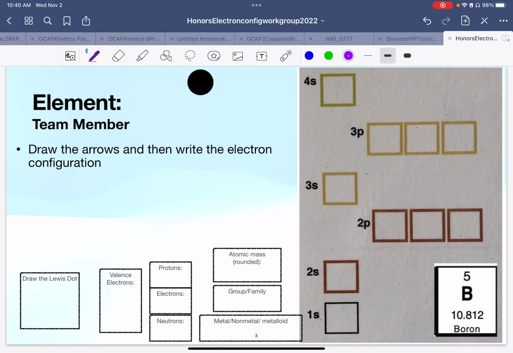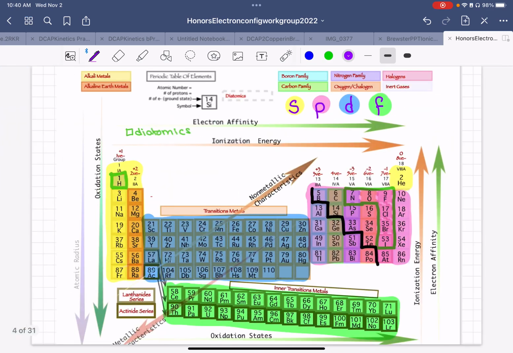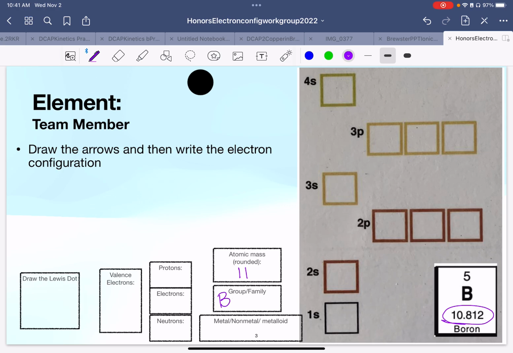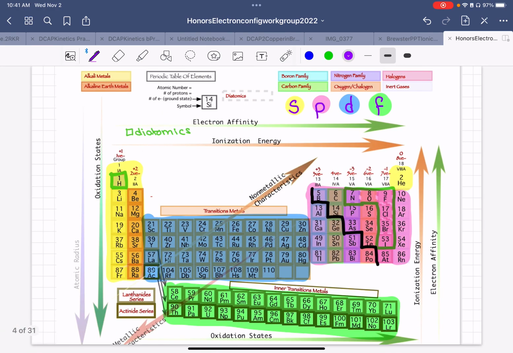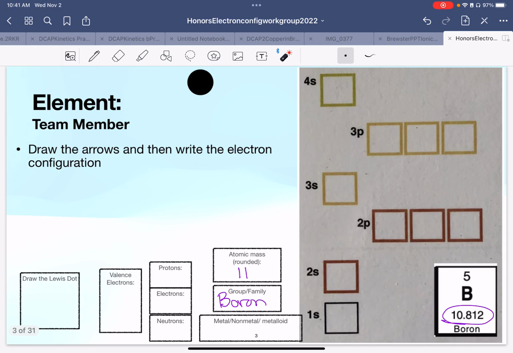And our atomic mass, we want to round that to a whole number, so 10.8 rounds to 11. For the group, I go to my periodic table, and it is right here. And that family is called the boron family. That's why you need your periodic tables. I look to see where it's at on the periodic table, and I notice it's right here on the stair-step line. That makes this a metalloid.